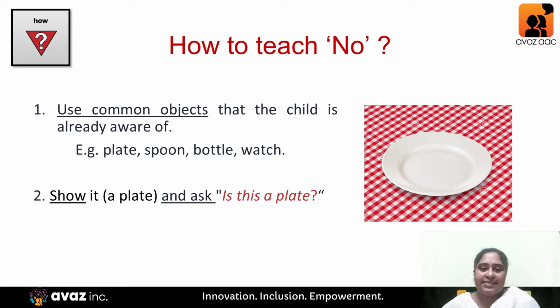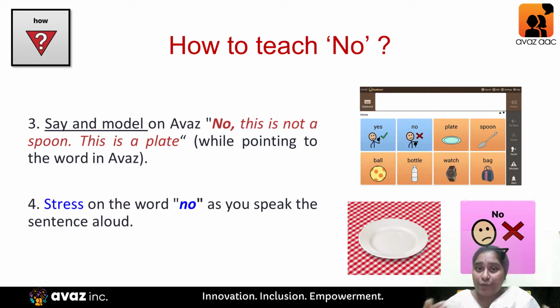So now let us see how you teach no. Like I said before, use common objects the child is already aware of. You can point to a particular common object. For example, let's take a plate and ask the child, is this a spoon? For this, you can say and model on Avaz, no, this is not a spoon, this is a plate, while pointing to the word no in Avaz. Stress on the word no as you speak the sentence aloud.